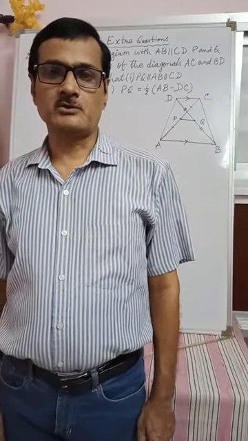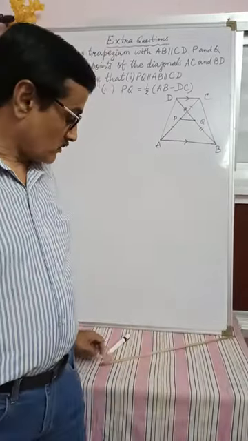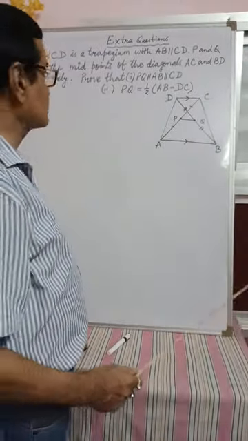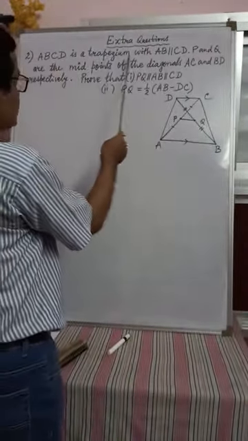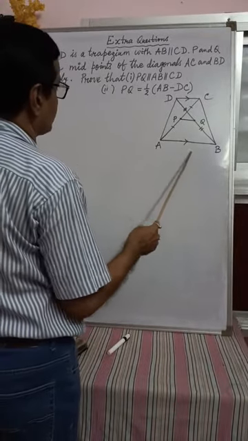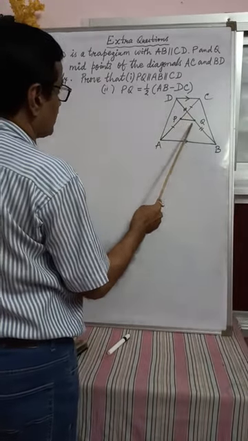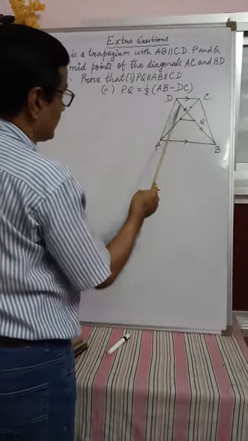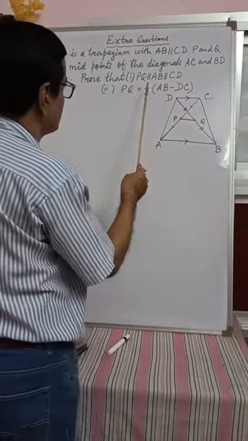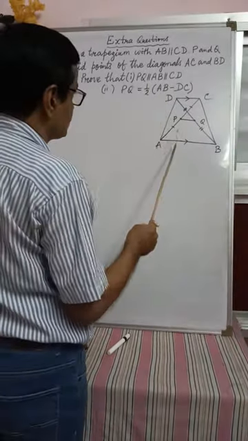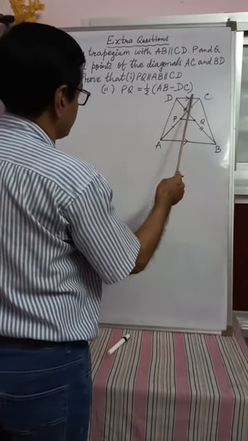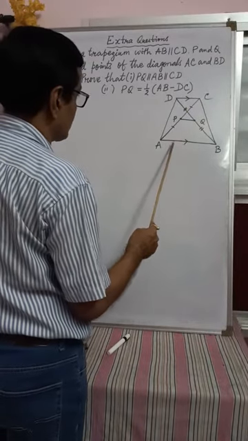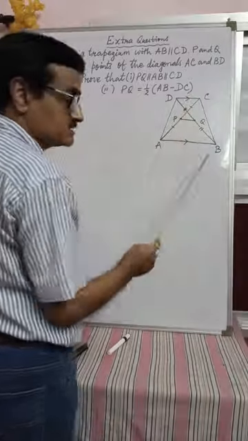Today we are going to solve and explain one more extra question from the worksheet. Here is the question. ABCD is a trapezium with AB parallel to CD. P and Q are the midpoints of the diagonals AC and BD, and we have to prove that PQ is parallel to AB and parallel to DC. And second part, PQ is equal to half of (AB minus DC).